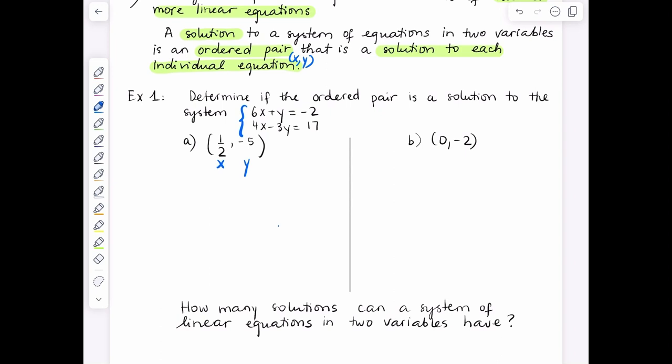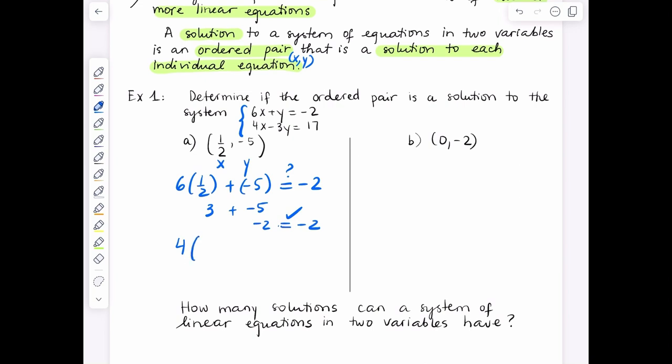So the first equation, we have 6x, so x is now 1/2, plus y is negative 5. And then we want to check to see if it's equal to negative 2. 6 times 1/2 gives you 3. 3 plus a negative 5 gives you a negative 2. So we do get negative 2 is equal to negative 2. So it works for the first equation, but for it to be the solution to the whole system, it has to work for the second equation as well.